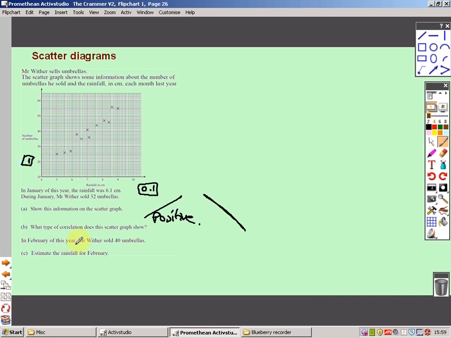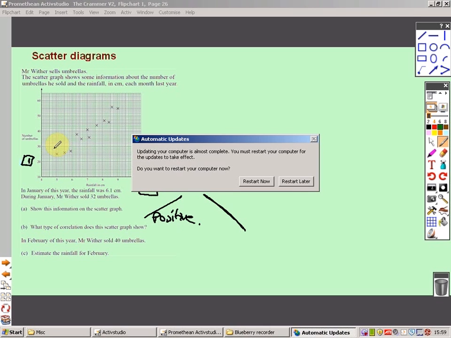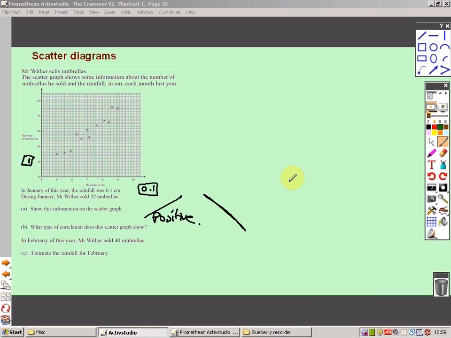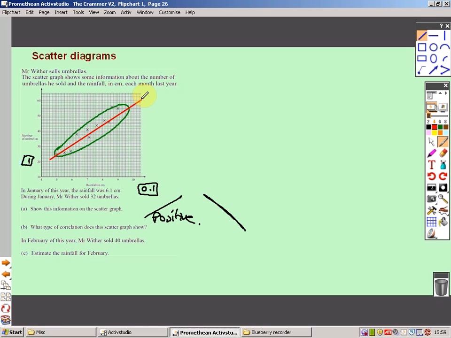In February this year, Mr Withers sold 40 umbrellas. Estimate the rainfall for February. This is why I included this question. You must, when you're doing your estimate, first of all, draw your sausage around the data. Then, draw your line through either end. Now I've got my line of best fit drawn. If you don't draw a line of best fit, you won't get any marks.